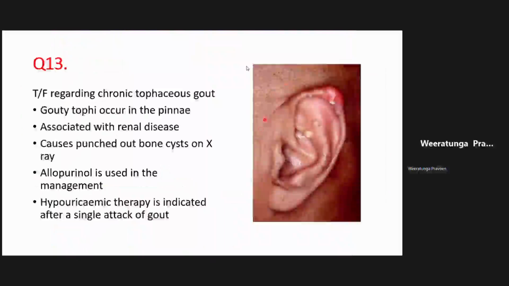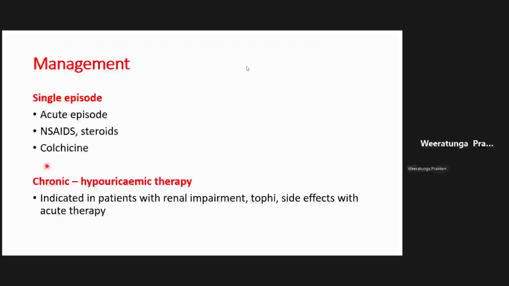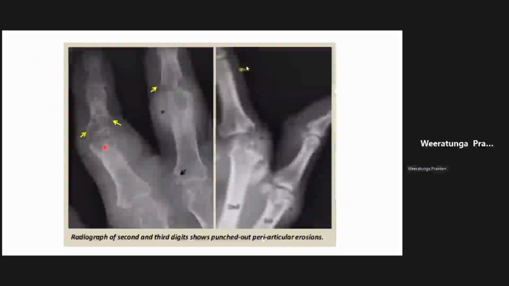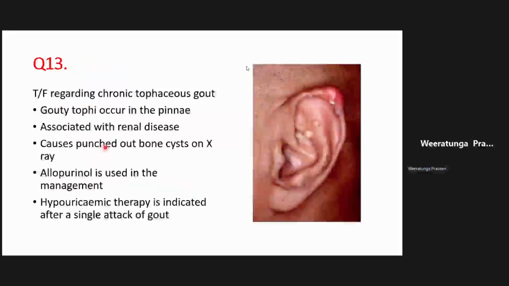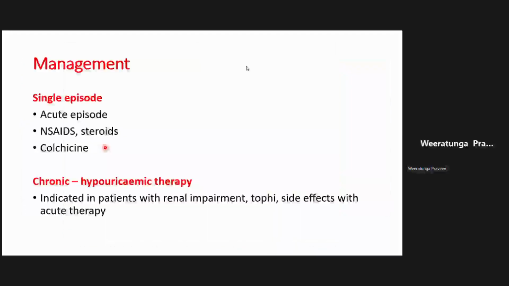Chronic tophaceous gout can be seen in renal disease because they have long-standing elevation of uric acid because of poor excretion. I just showed you a picture of punched out erosions or cysts in the X-rays. And obviously I told you that chronic tophaceous gout is an indication for hypouricemic therapy or prophylactic therapy as well. Right? Prophylactic therapy.